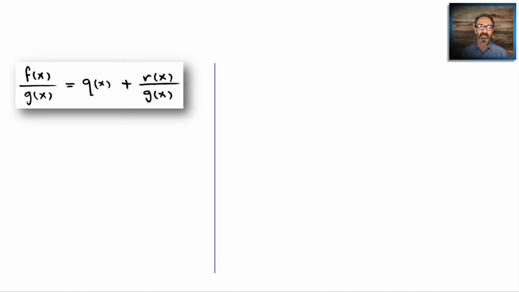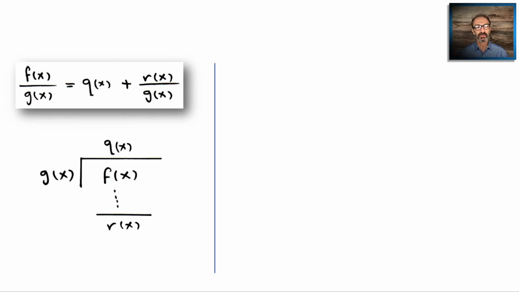f of x divided by g of x equals q of x, the quotient, plus some remainder r of x out of g of x. As a view, this is what we have, which we all know as a long division.